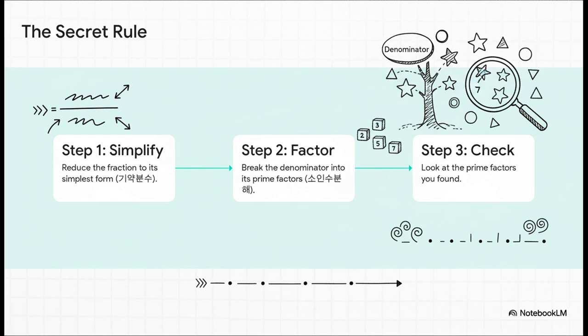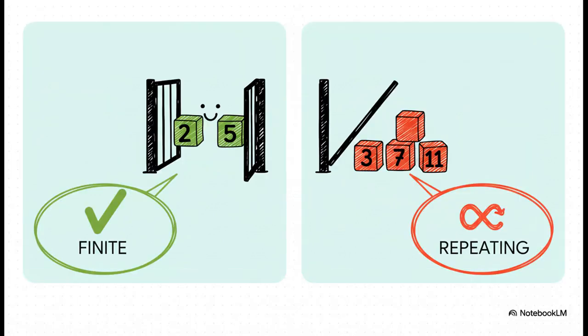And finally, step 3, we just inspect the list of prime factors we found. And here it is, the moment of truth. This is the secret code. Are you ready? If the prime factors of the denominator are only 2s and 5s, then it's a finite decimal. It will stop. That's it.